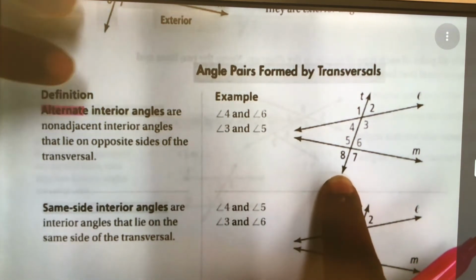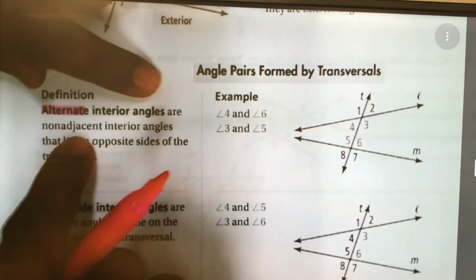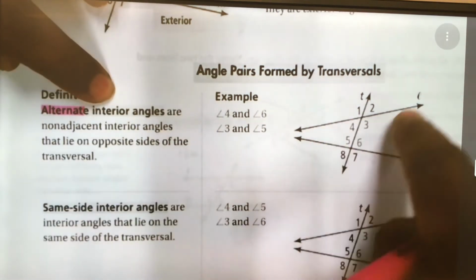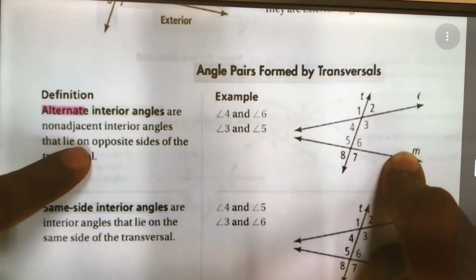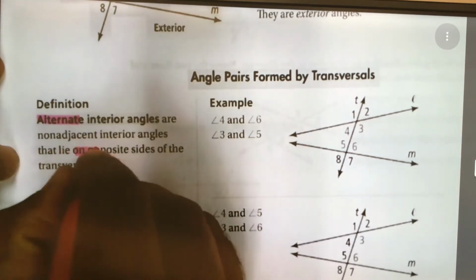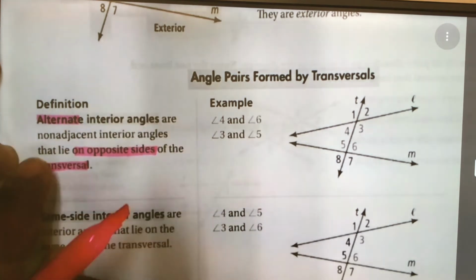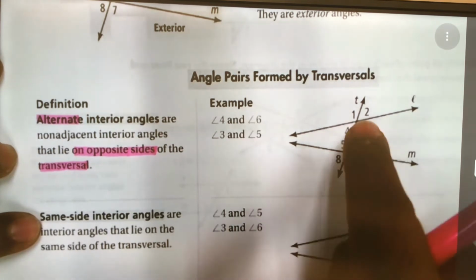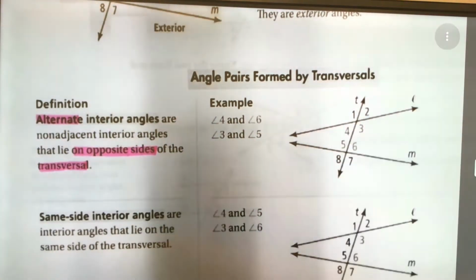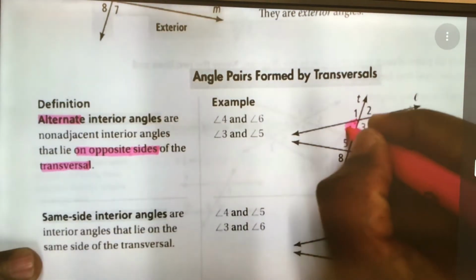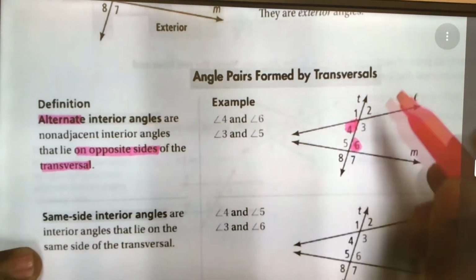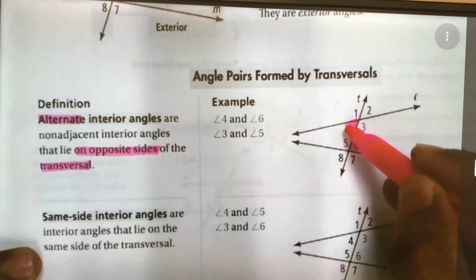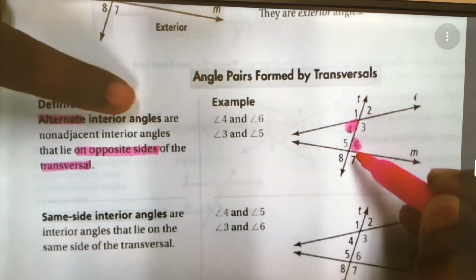So the alternate interior angles are non-adjacent interior angles. The angle should be inside these two lines, and lie on the opposite side of the transversal. They should not be adjacent. You cannot have 4 and 3, but they should be on opposite sides of the transversal, just like angle 4 and angle 6. They are on both sides of the transversal line, and at the same time they are interior. So angle 4 and angle 6 are alternate interior angles.